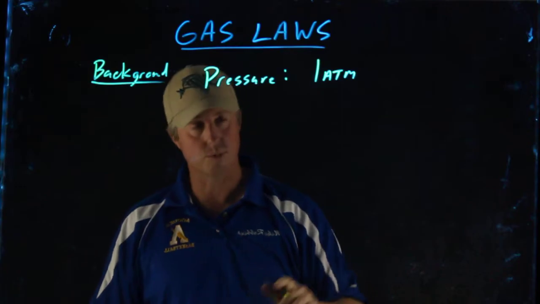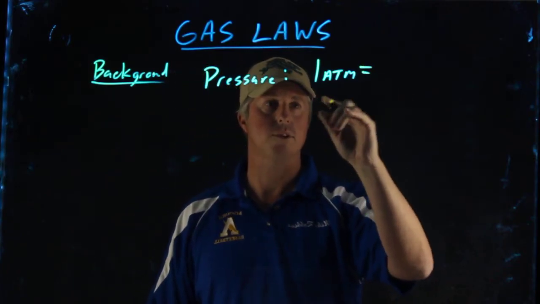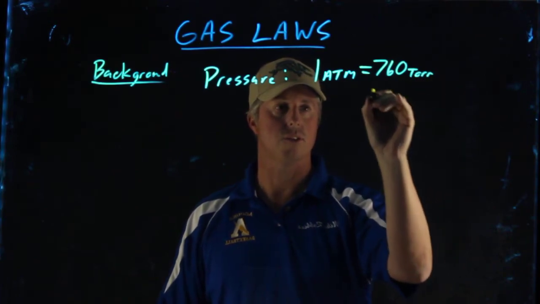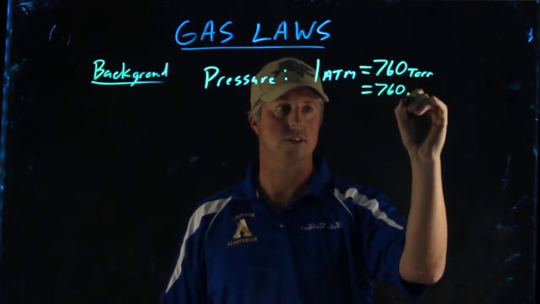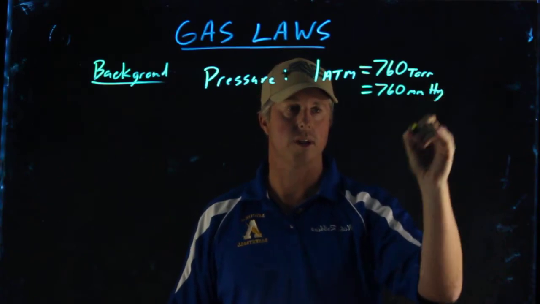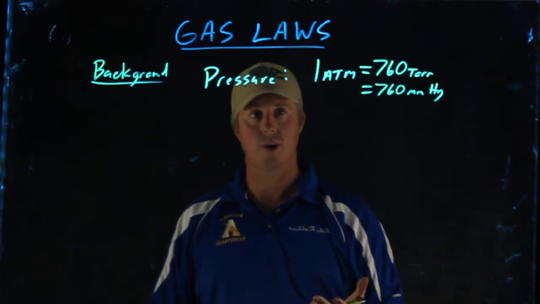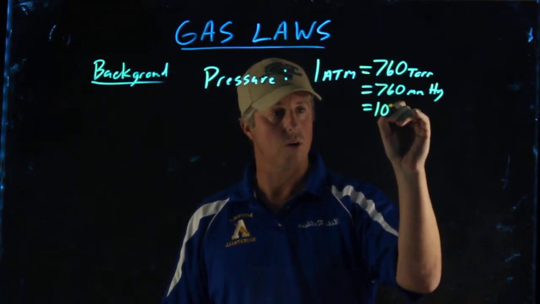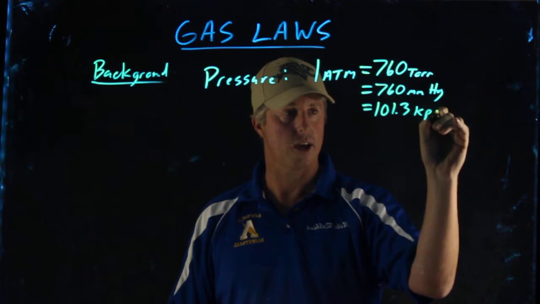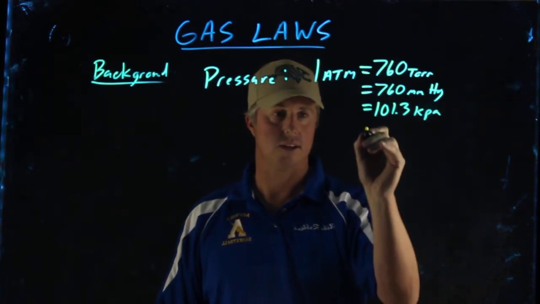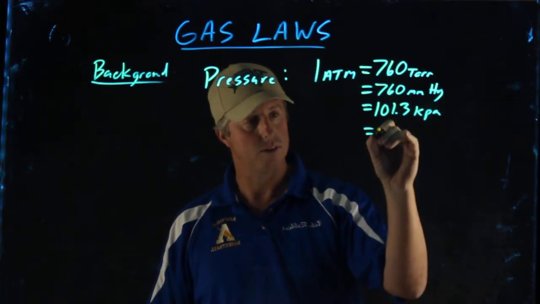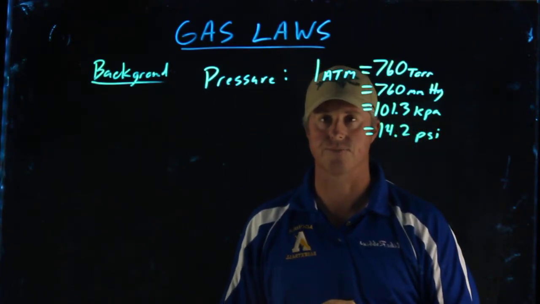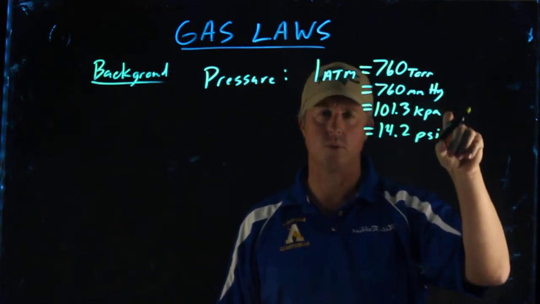Now there are different units of pressure. For example, 1 atmosphere is equal to 760 torr. It's also equal to 760 millimeters of mercury, mmHg. You have some other units of pressure. 1 atmosphere also equals 101.3 kilopascals. And the American unit is 14.7 psi, which is pounds per square inch. Most of you are familiar maybe with the bottom ones.